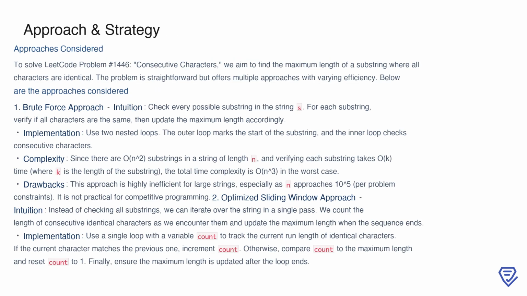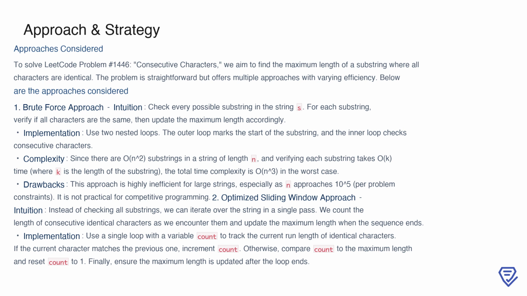To solve problem number 1446, the goal is to determine the maximum length of a substring where all characters are the same. This can be approached in different ways, each with its own trade-offs. The first approach is the brute force method, where we check all possible substrings in the string. For each substring, we verify if all the characters are identical, and then update the maximum length if needed. To implement this, we use two nested loops. The outer loop marks the start of the substring, and the inner loop examines the consecutive characters.